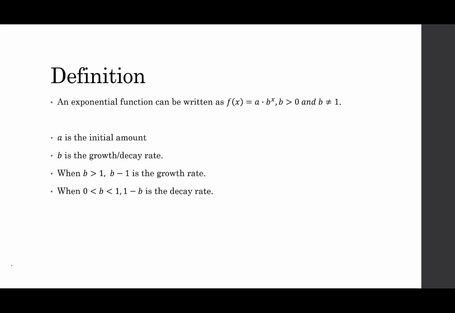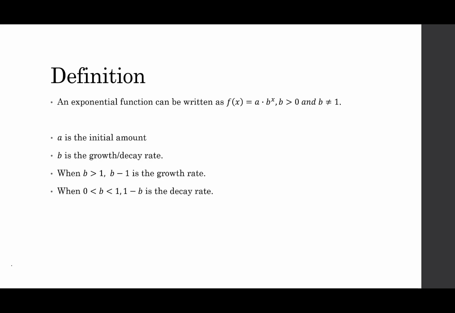An exponential function can be written as f of x equals a times b to the x, where b is greater than 0 and not equal to 1. A is what we're starting with, so we're going to call that the initial amount. And b is the growth or decay rate. So sometimes things are getting bigger, sometimes things are getting smaller.